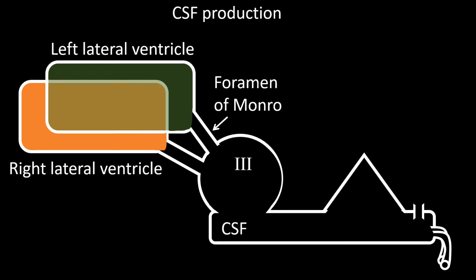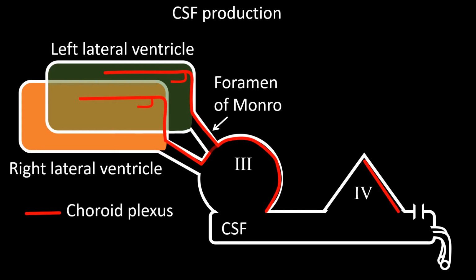The connection between the left lateral ventricle and the third ventricle is the left foramen of Monro. The triangular structure is the fourth ventricle. This ventricle is considered the rhomboencephalic ventricle. I have now introduced a set of red lines to indicate the location of the choroid plexus. The choroid plexus is the source of CSF.